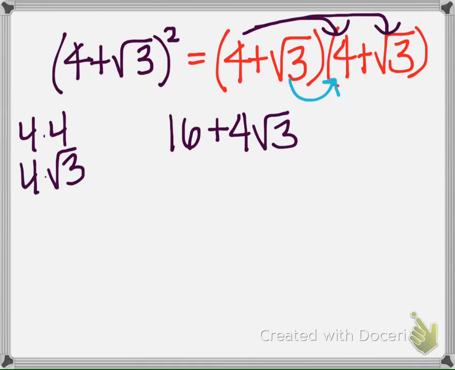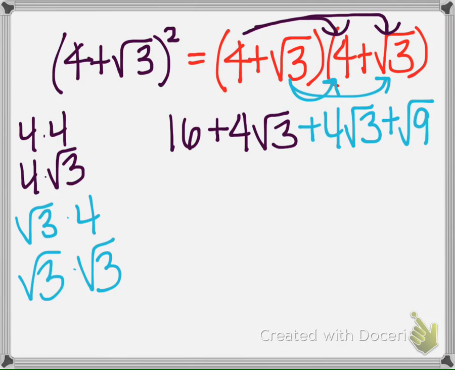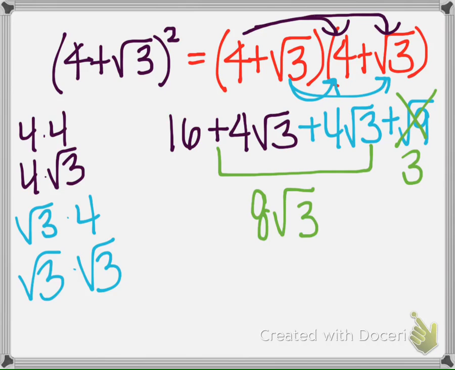Then we have radical 3 times 4, which is just 4 radical 3. And then we have radical 3 times radical 3, which is positive square root of 9. So now we need to combine the like terms, so we get 8 radical 3. And then square root of 9 is the same thing as 3.